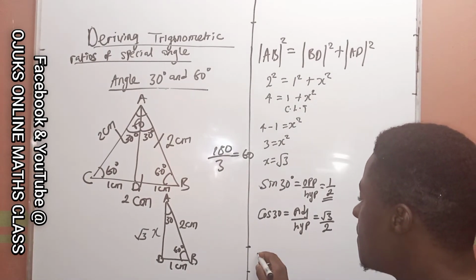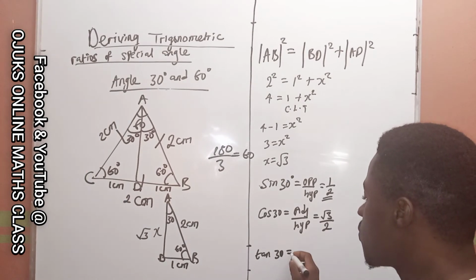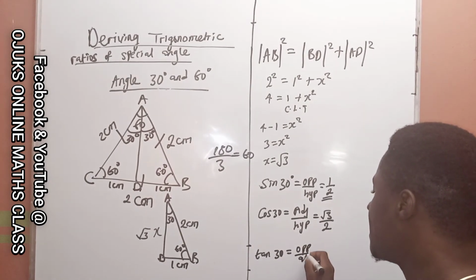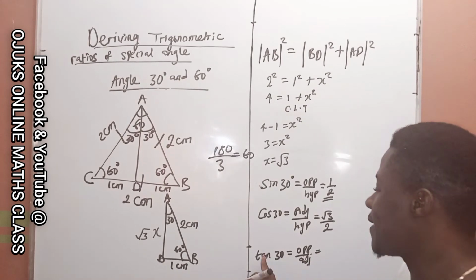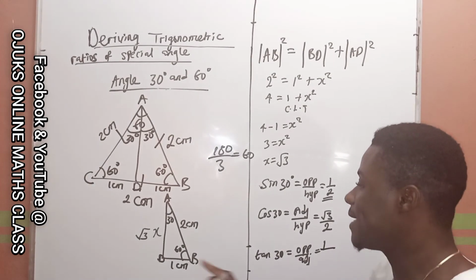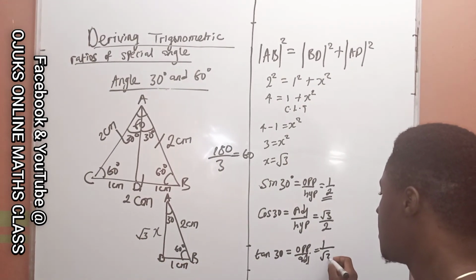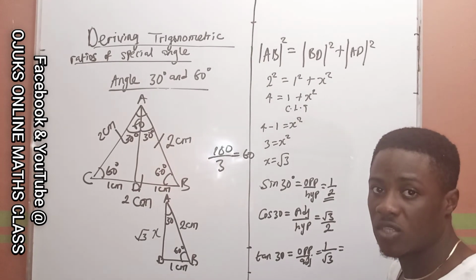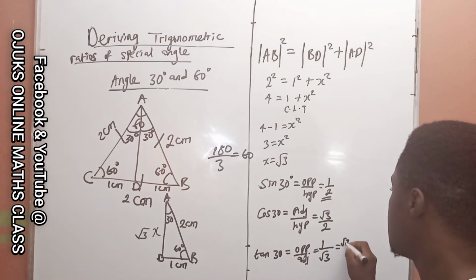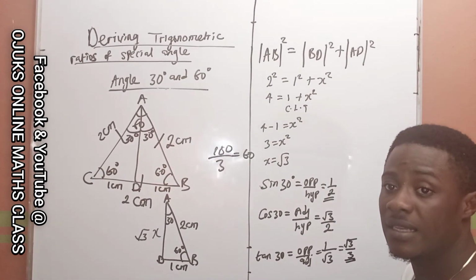Then I'll have tan 30. Tan in question is equal to opposite over adjacent. And the opposite of 30 here is 1 over, my adjacent is root 3, which is root 3. And root 3 is irrational, so we have to rationalize. When we rationalize, we'll have root 3 over 3. That is the value of tan 30.